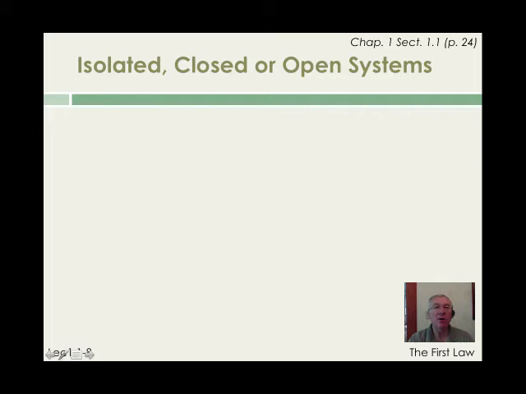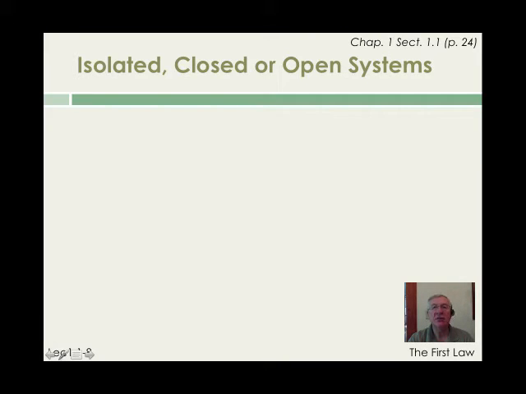Similarly, whether work can be done by the system on the surroundings or vice versa depends on the boundary between system and surroundings. For example, whether the system can expand or not will dictate whether expansion, compression, mechanical work can be done. More will be said about that later in this lecture.